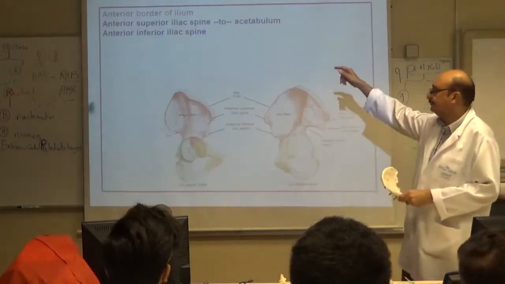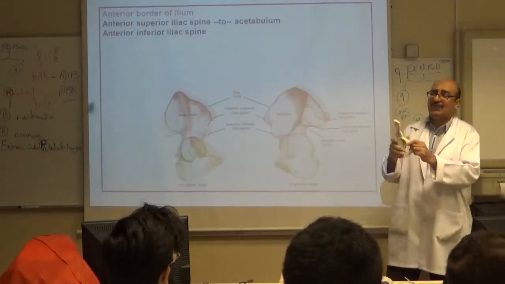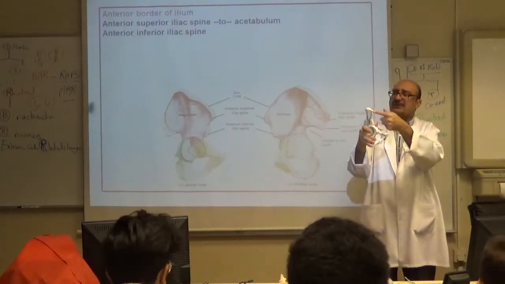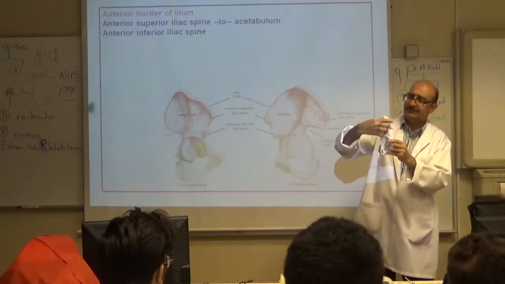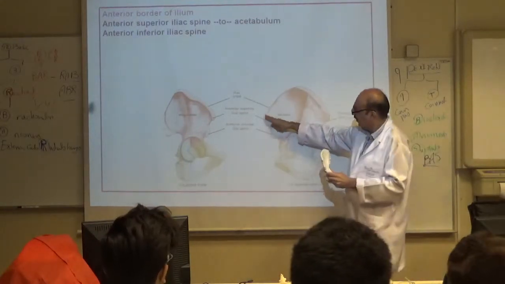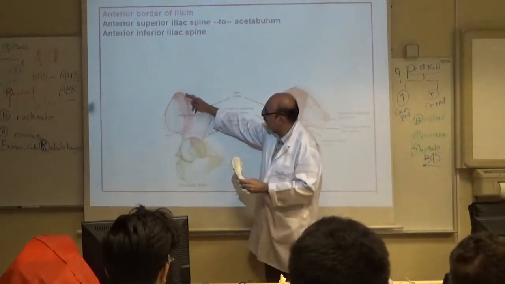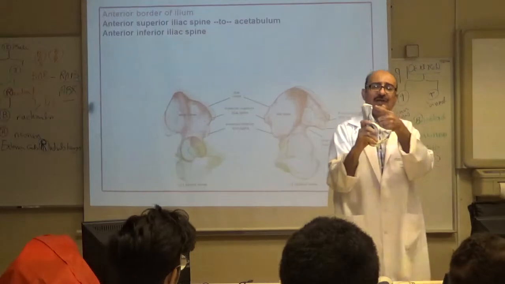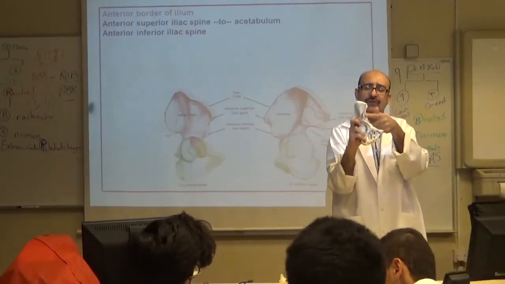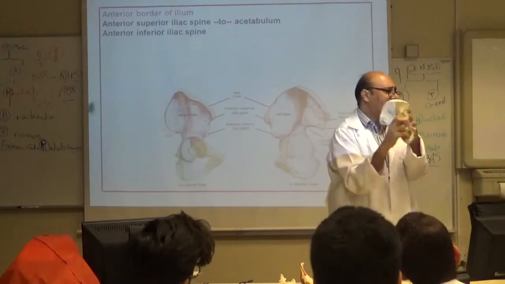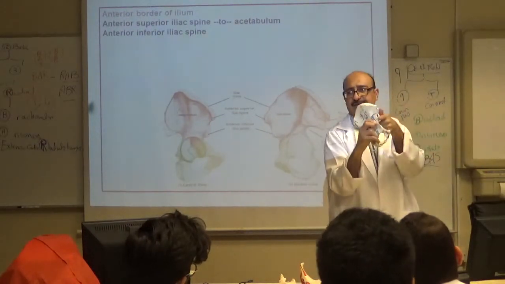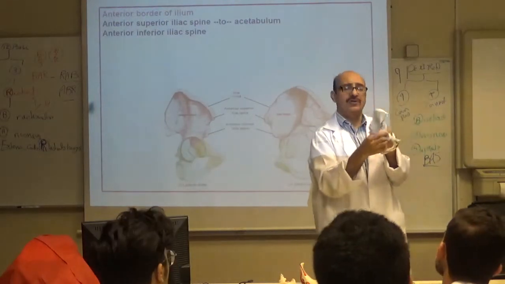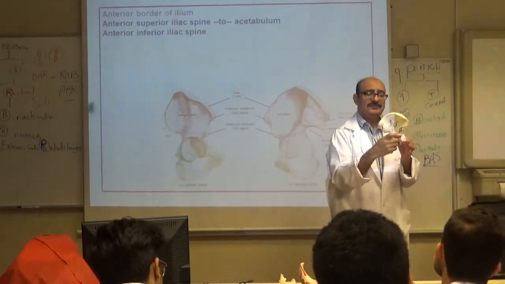Anterior border of ilium. From where? Anterior superior iliac spine to acetabulum. All this is anterior border. Keep the bone in anatomical position and read. From anterior superior iliac spine to this depression, then another spine, anterior inferior iliac spine. And then it will lead to acetabulum. This is anterior border.